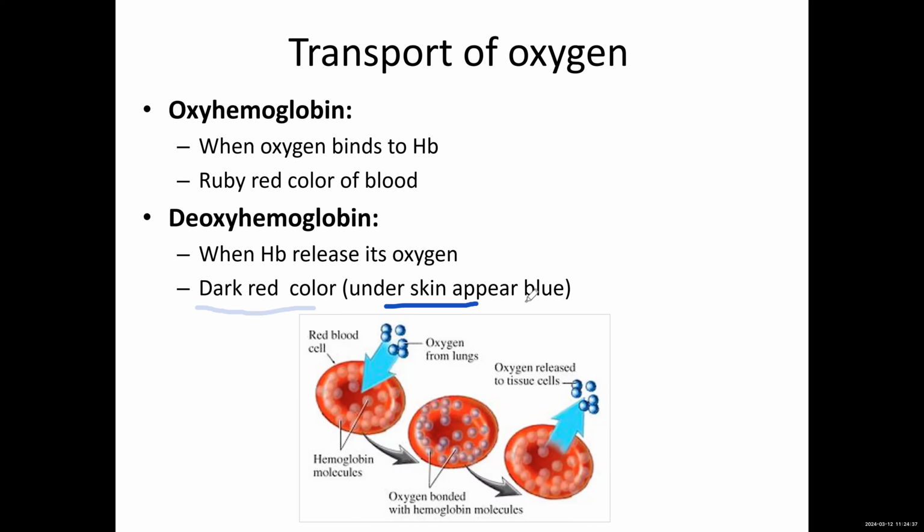And under skin, it appears blue. Now, you don't have blue blood, of course, right? Your blood is always red. But in most of your arteries, blood is ruby red, and in your veins it is dark red, and under skin it just looks blue, but it's always red.